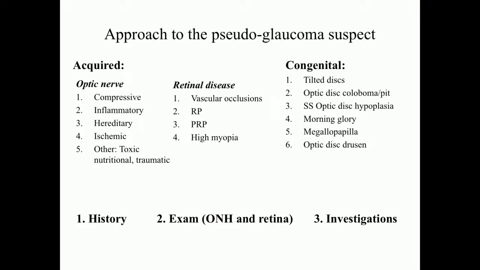And of course, look at the retina too, because sometimes we're too focused on the nerve and we just screen through the retina very quickly. So look at the vessels. They could be attenuated in a retinopathy, and look at the rest of the retina, retinitis pigmentosa, PRPs, and so forth. When you investigate, of course, you're doing visual fields and OCTs, and add to your OCTs an OCT macula, as I mentioned, because sometimes remote vascular occlusions can only be diagnosed that way.